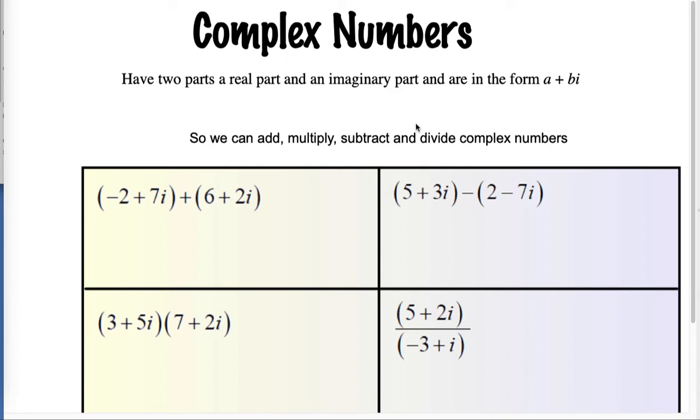So our next unit goes with imaginary numbers, and we come and we talk about a complex number. A complex number is the highest type of number we have. It has two parts: a real part and an imaginary part. And we write it in this form, a plus bi. So we're saying we have this many real parts and this many imaginary parts.